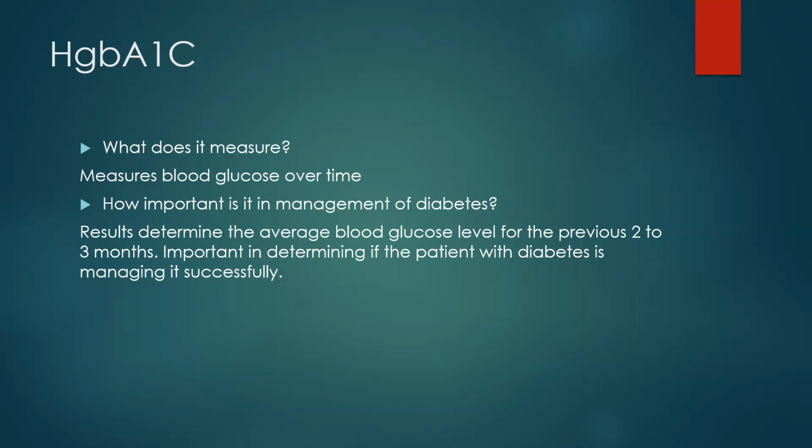Next is HbA1c, and this test measures blood glucose over a prolonged period of time, and it is extremely important because the results determine the average blood glucose level for the previous 2 to 3 months. This is important in determining if the patient with diabetes is managing it successfully or not.